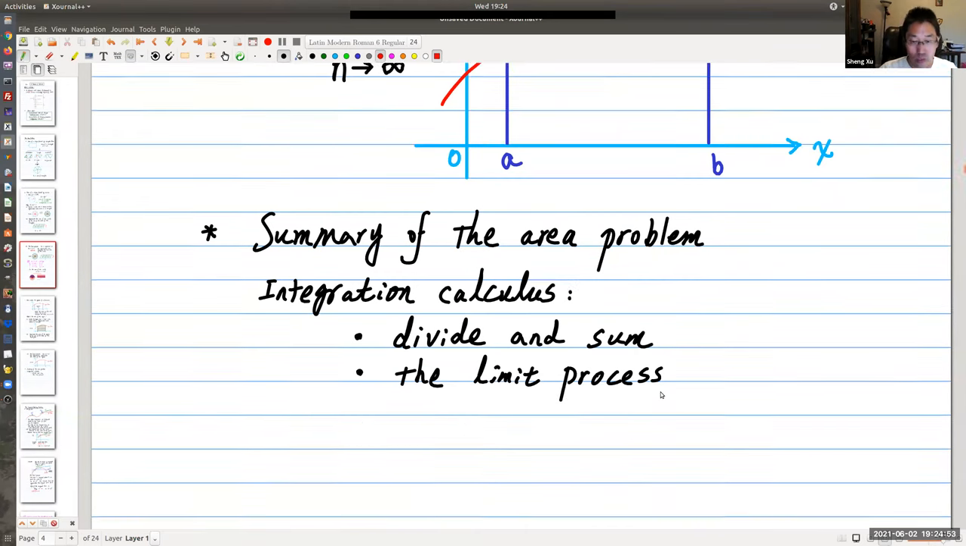So here is the summary. When I want to find this area, what I did is divide into small regions and then add them together. That's called accumulation. And how to make this better and better? We have an approximation, the sum of all these small regions, which approximates the true result. To make this approximation better and better, I use the limit process. So it's the combination of these two techniques, divide and sum, and the limit process. And this is what integral calculus deals with. Integral calculus is about the so-called area problem.